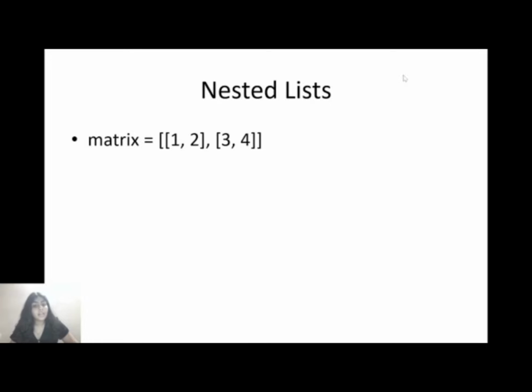Nested list. A list can also have other lists inside it. These are called nested lists. It's useful when we are working with 2D data like matrices or tables.